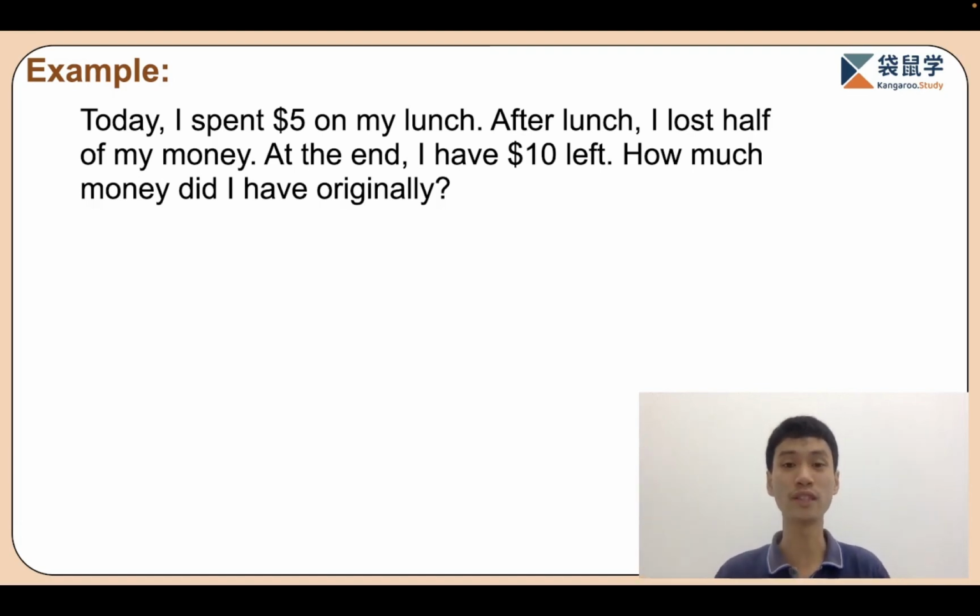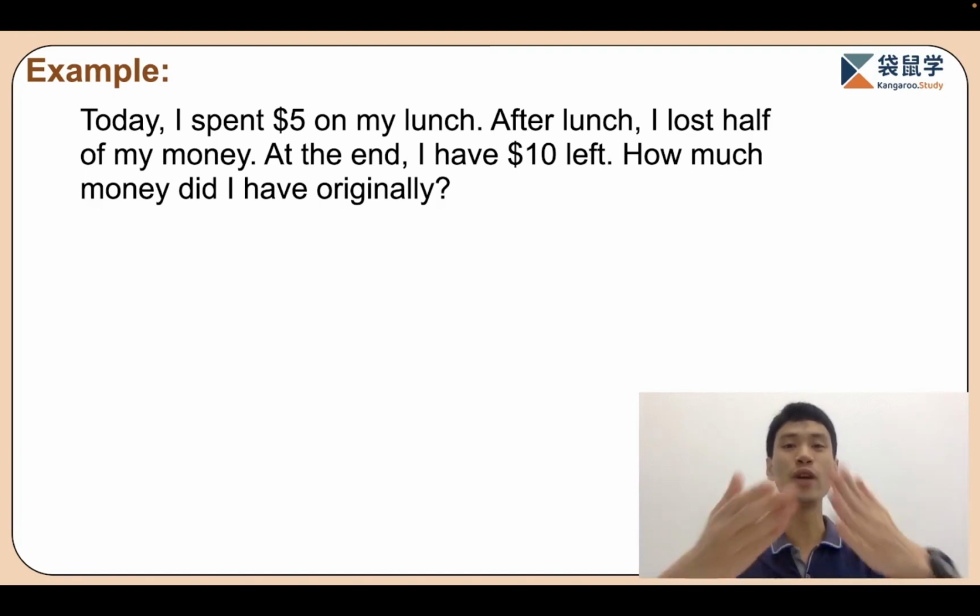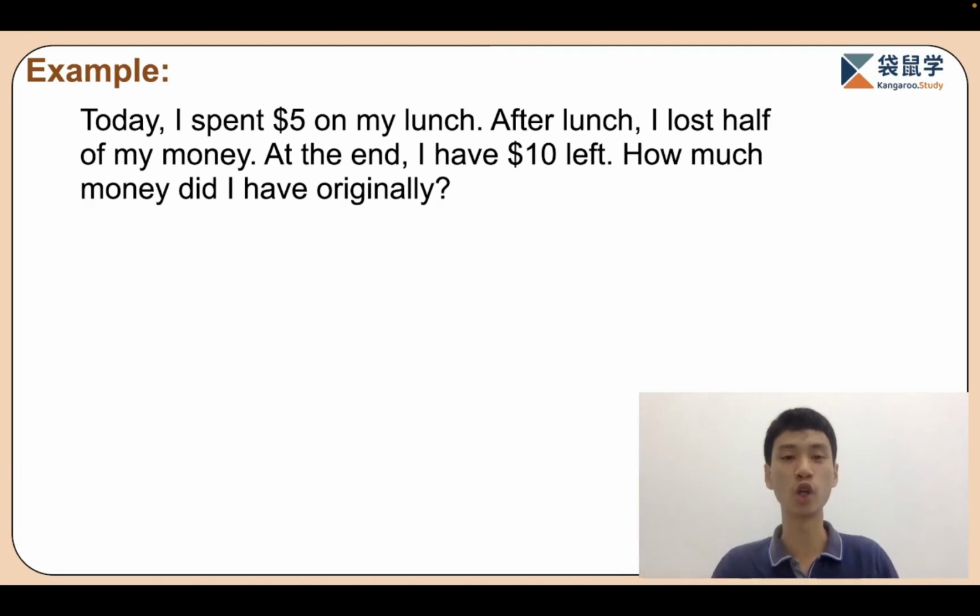For example, you said I have $10 left. And before that, I lost half of my money. So, to account for that, I doubled $10 to get $20. And then before that, I spent $5 on my lunch. And to account for that, I would add $5 to get $25. Now, if you said that, you're absolutely correct! Congratulations! And we can express this very clearly if we draw a picture.